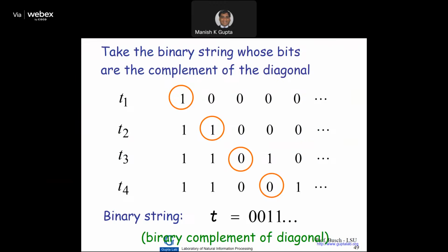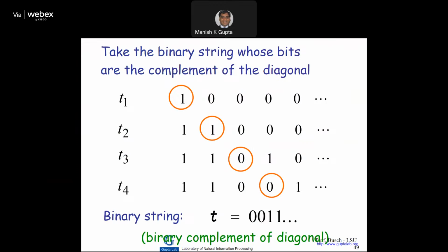So take the binary string T, which is the complement of all the diagonal elements here. So you arrive at this. This is an element of the power set. Agree? Because every binary string corresponds to an element of the power set. Fine. But this T will never appear in this list. Do you agree to that also? By the way we constructed T, it will always differ in that particular diagonal element, right?